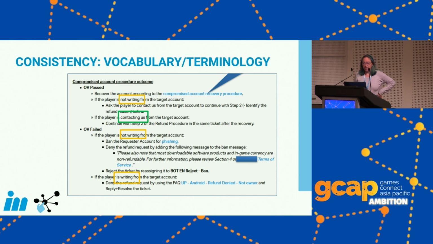And then obviously vocabulary and terminology, it seems evident, but we often err against that. And when we err against it, we sometimes confuse people. This is a good example about the compromised account here. It's like not writing from, contacting us, writing from. It's a difference between contacting and writing. Then there's that negative of not writing from. So it would really help, on top of a number of other things, to find a way to consistently talk about that.